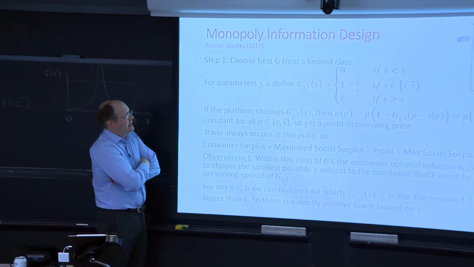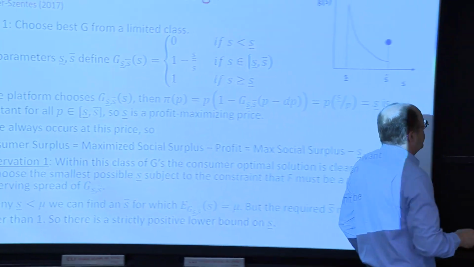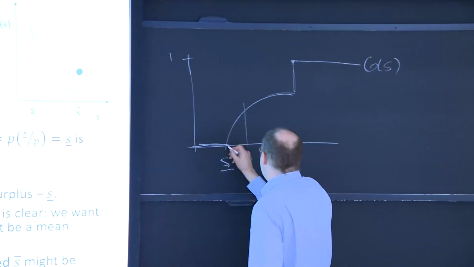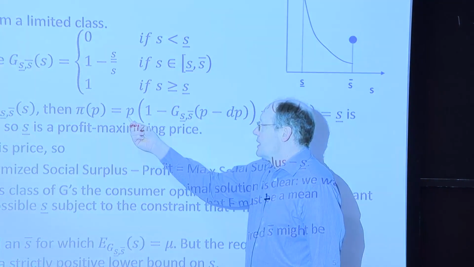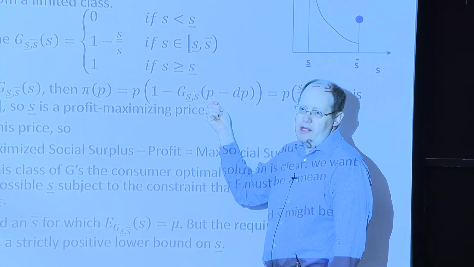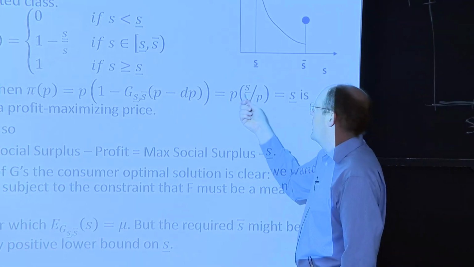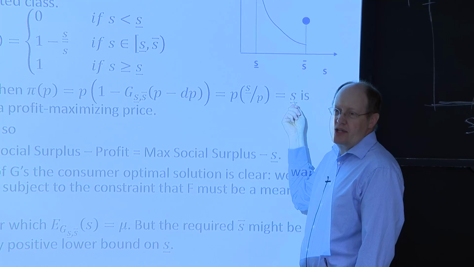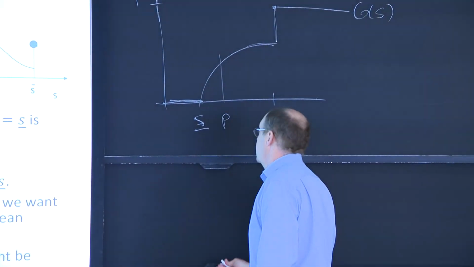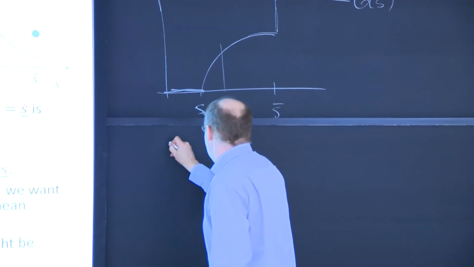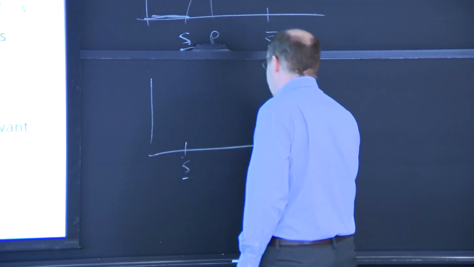Okay, notice that if the platform chooses this distribution and the monopolist then picks any price P in this interval, the profit that the monopolist gets is P times 1 minus G of P. And P times 1 minus G of P is just P times S lower bar over P, which equals S lower bar. So what this distribution does is, I choose that distribution, and I get this graph of S lower bar, S upper bar. I get this distribution of profits.